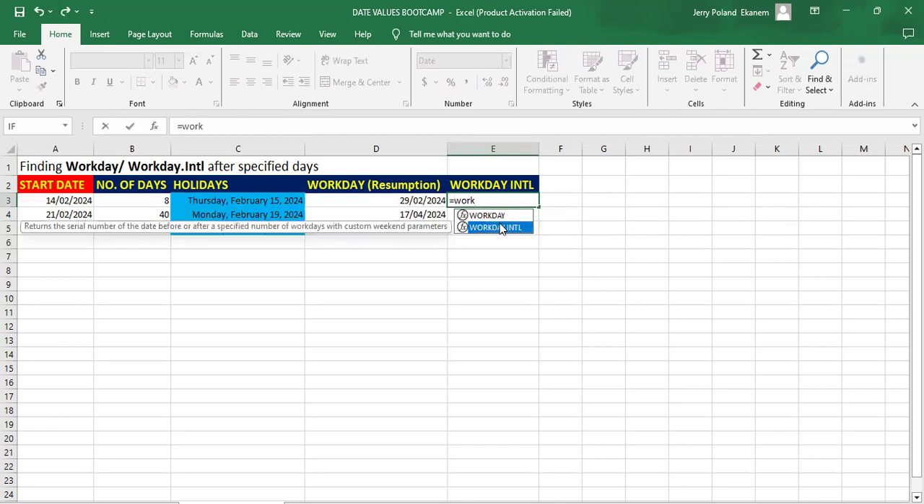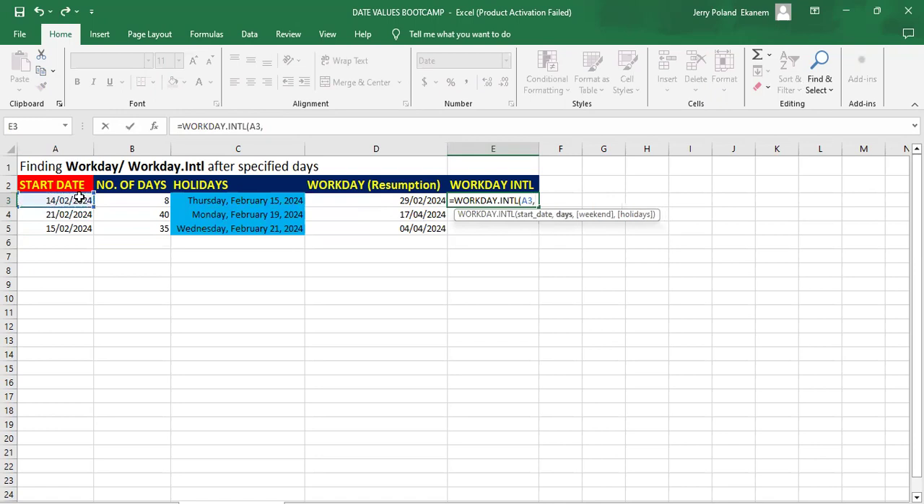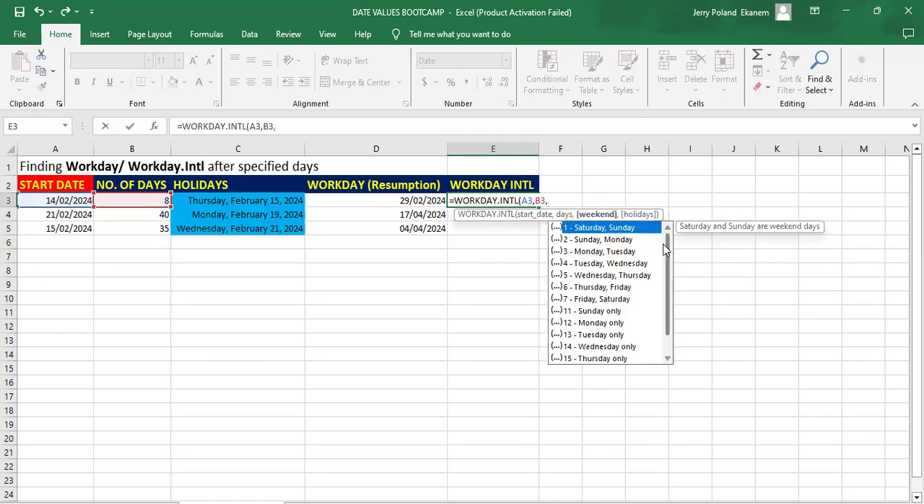Now, the Workday International returns the serial number of the day before or after a specified number of work days with custom weekend parameters. That's the difference. There are customized weekend parameters now. So let's start. We select start date 14th, and then number of days she's going on leave, 8. And then the weekend. Now look at the customized weekend parameters we're talking about.